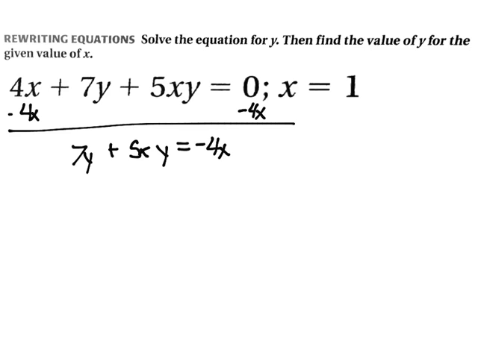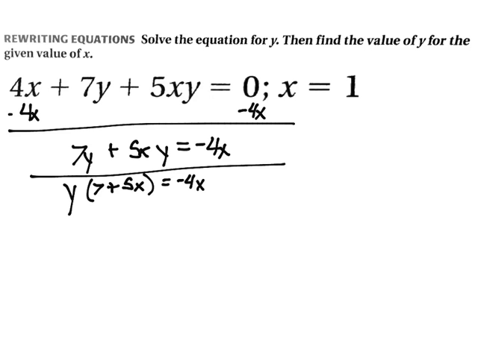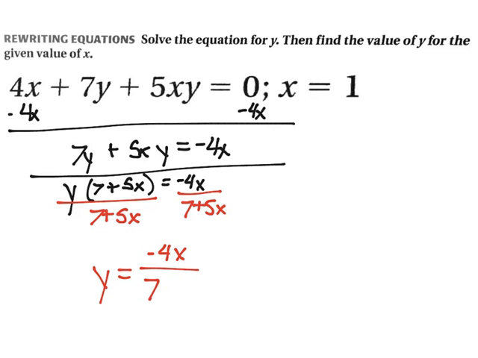And when I factor that y out, I end up with y. And when I take y out of 7y, I get 7. When I take y out of 5xy, I get 5x. Now, that is multiplied by that y, and anything multiplied by the variable we are going to divide by. I'm going to switch up my pen color here. And I get 7 plus 5x divided by 7 plus 5x. And our answer then is y equals negative 4x over 7 plus 5x.